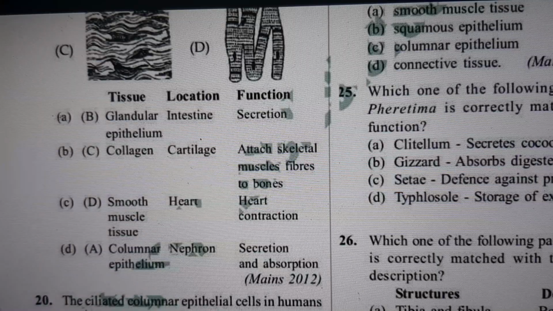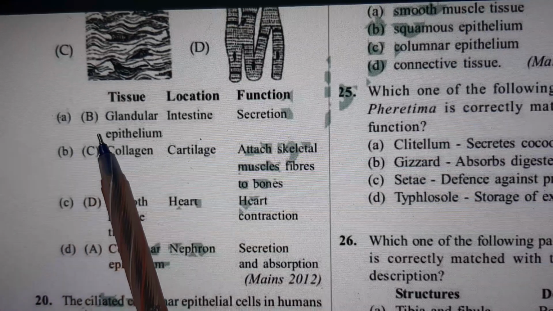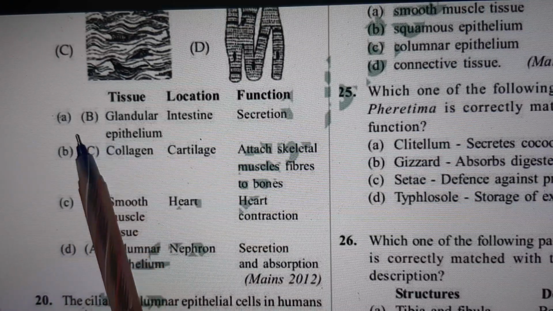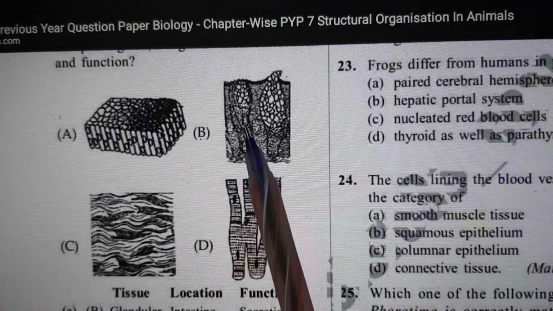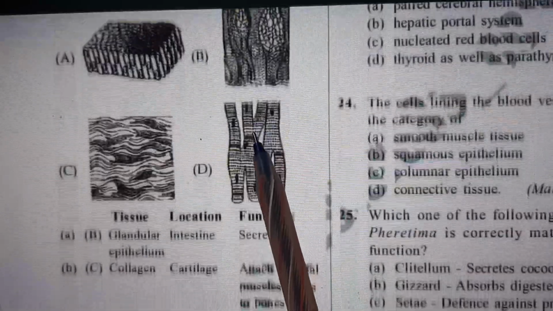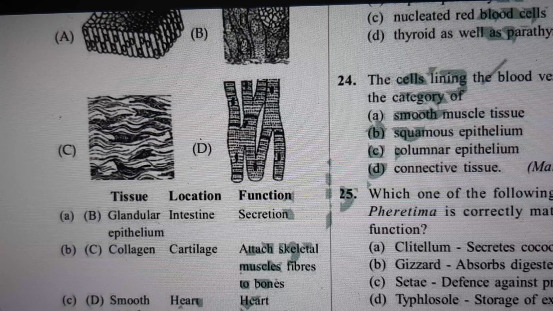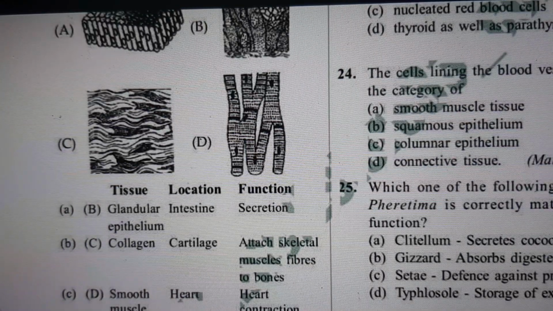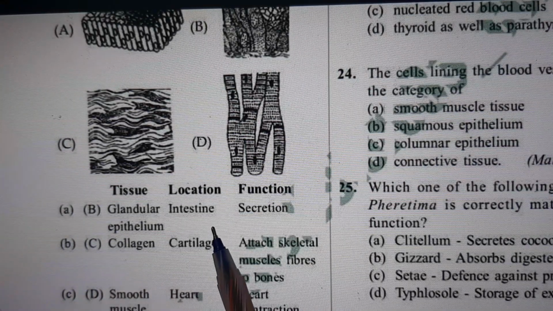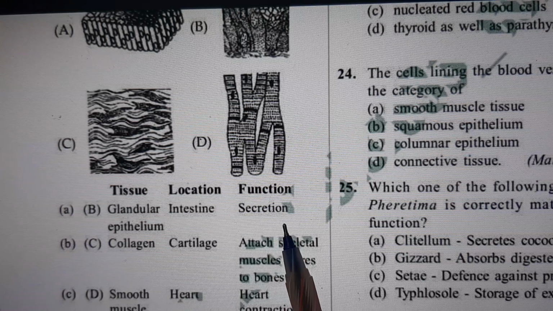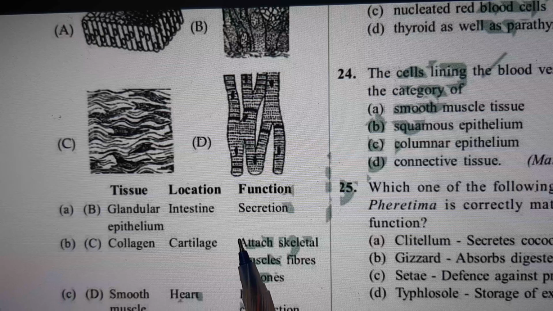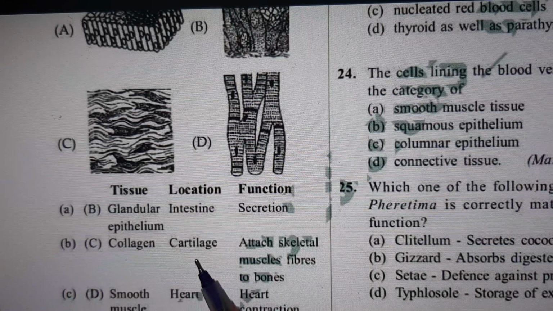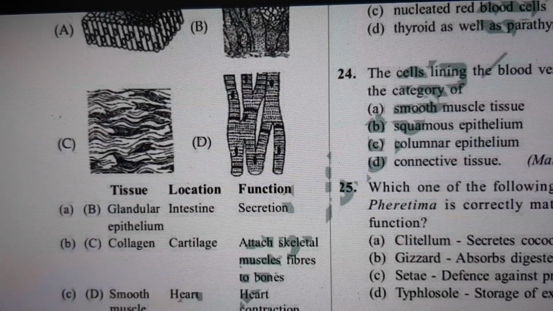Let us look at the options. Option A, it talks about figure B, glandular epithelium. Yes, figure B is glandular epithelium. Location intestines. Yes, it is located in the intestine. Function secretion. Yes. Now all these options have matched, but we will not confirm it. Let us look at other three options also.